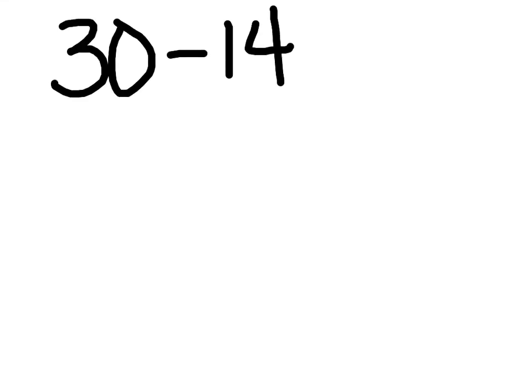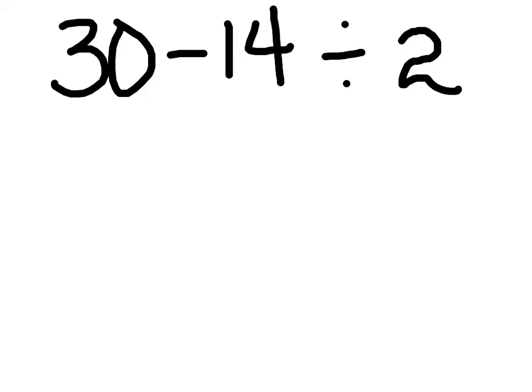All right, so we're evaluating a bunch of expressions using order of operations in our Algebra 1 book. The first one is 30 minus 14 divided by 2. All right, so 30 minus 14 divided by 2.